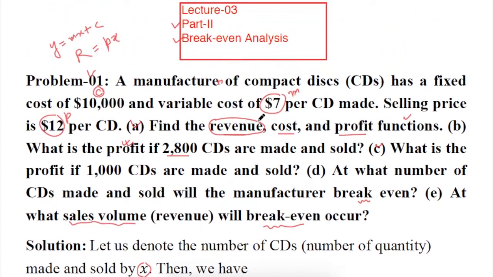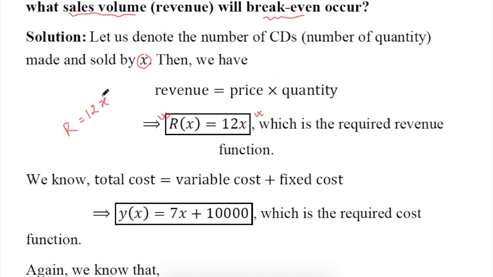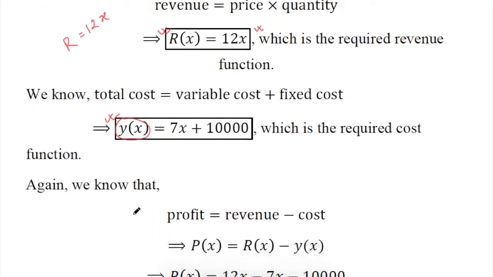And the second one is the cost function. For the cost function, we know y equals mx plus c, and m equals 7, c equals 10,000. Therefore, our cost function will be 7x plus 10,000. However, this y also depends on x. So you can write y as a function of x. It is better. But if you write simply y, then it is also okay.